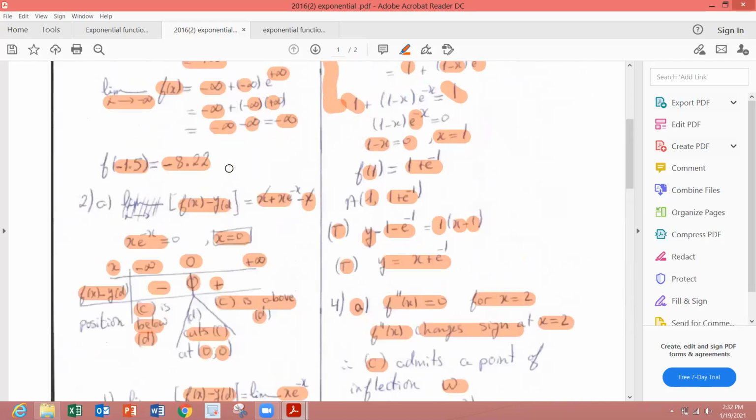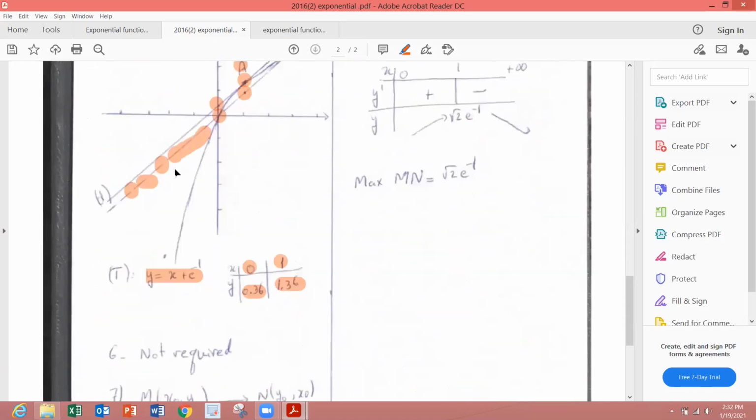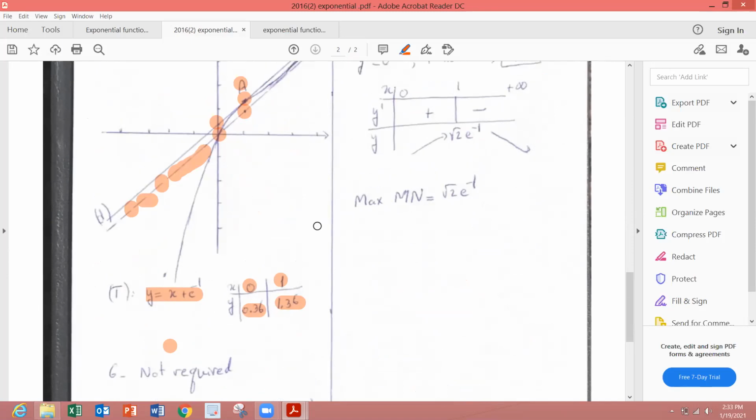We found here that f of minus 1.5 is minus 8.2, approximately. This is here. What are the coordinates of A? 1.36. This is A.